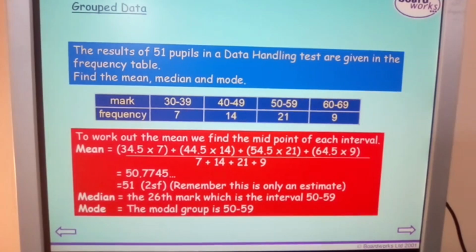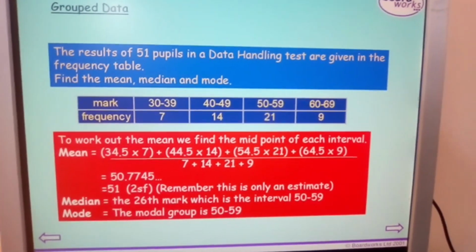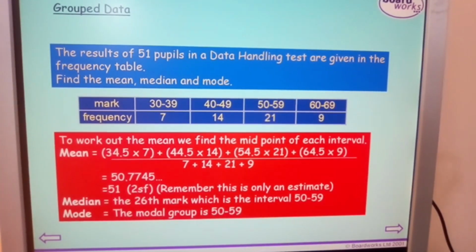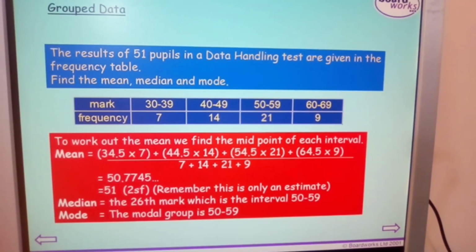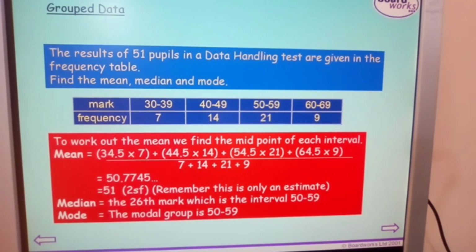Group data. The results of 51 people in a data handling test are given in the frequency table. Find the mean, median, and mode. To work out the mean, we find the midpoint of each interval.